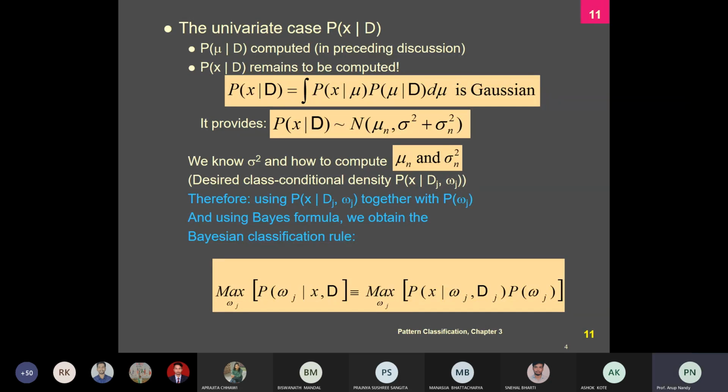Here only one part that we have computed, that is p(mu|D). Now there's p(x|D), so that is to be computed using the formula with integration. Are you understanding why I'm using the integration? Can anyone tell me why I am using integration? Or why the Duda Hart book is using the integration?